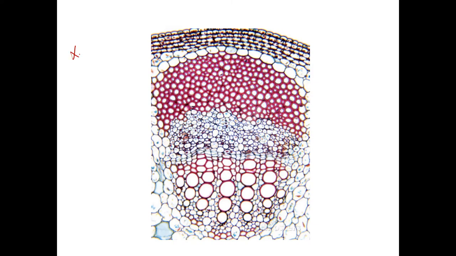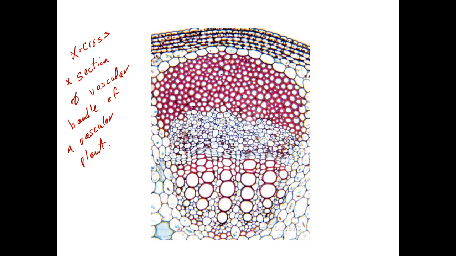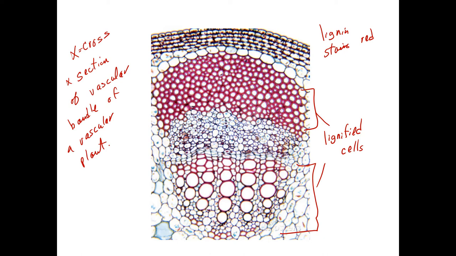Now, if we look at a cross-section, X equals cross, so a cross-section of a vascular bundle of a vascular plant. And if we look at these red staining cells, this is why I've used red for lignin, these are all lignified cells. This is a red stain that stains lignin. So lignin stains red. With this specific stain, it's called safranin, but the important thing is that you mainly see sections of plants stained with this red stain, and what stains red are the lignified cells.